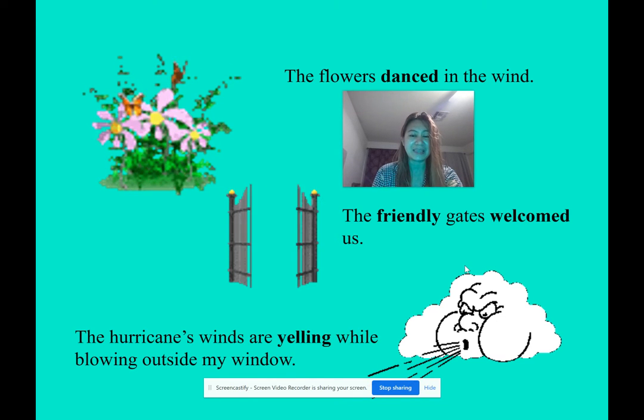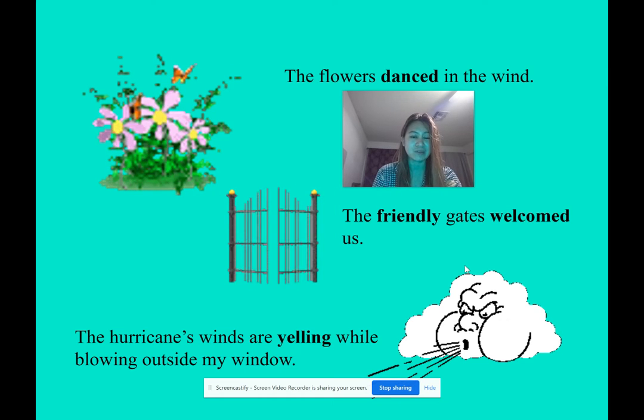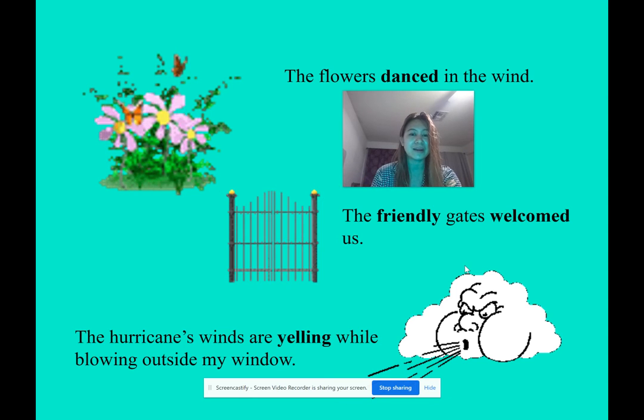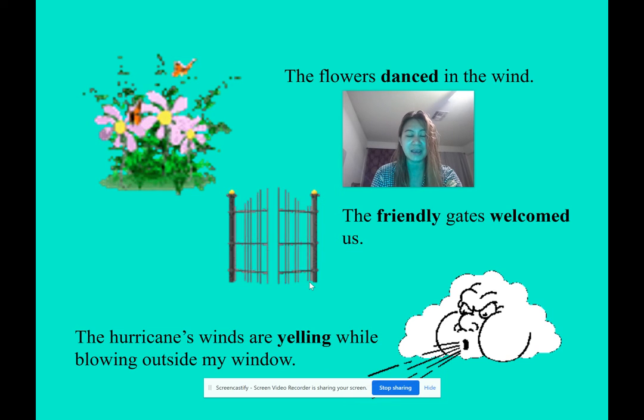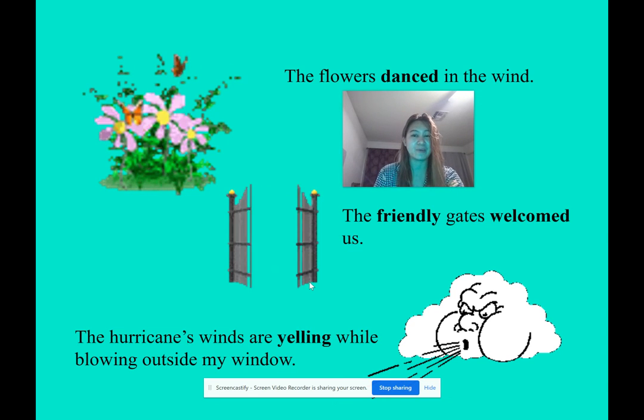And then: the hurricane winds are yelling while blowing outside my window. Of course, we all know that the wind does not yell. But when you say the hurricane winds are yelling, you can hear the sound of the wind because of the heavy rain and wind. So here we have the verbs dance, welcomed, and yelling. These are actions that could only be done by human beings, but in these examples, they show us that they could also be done by the flower, the gate, and the wind.